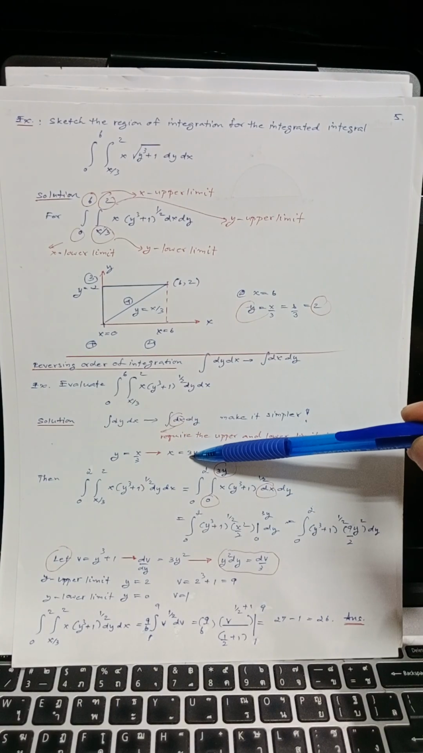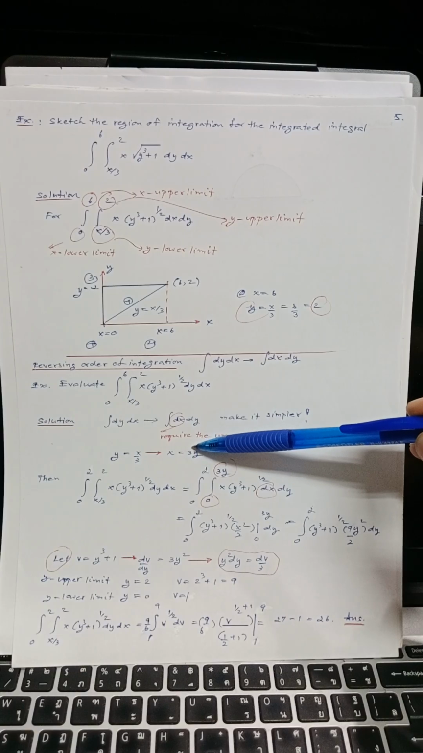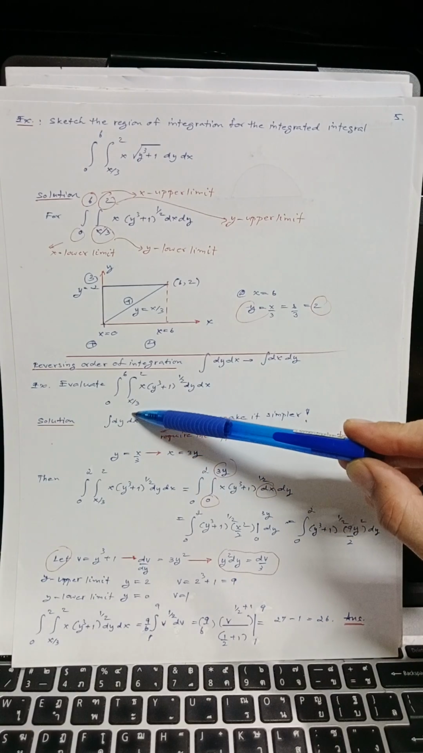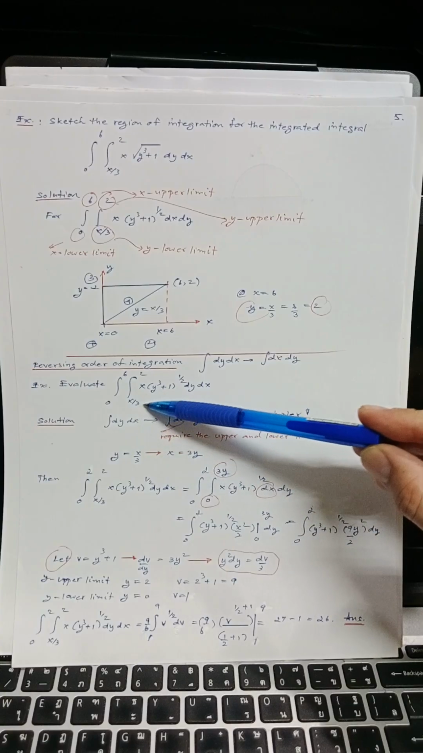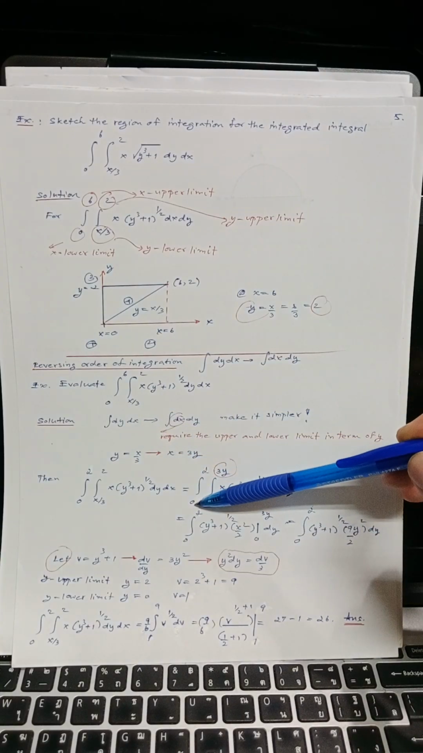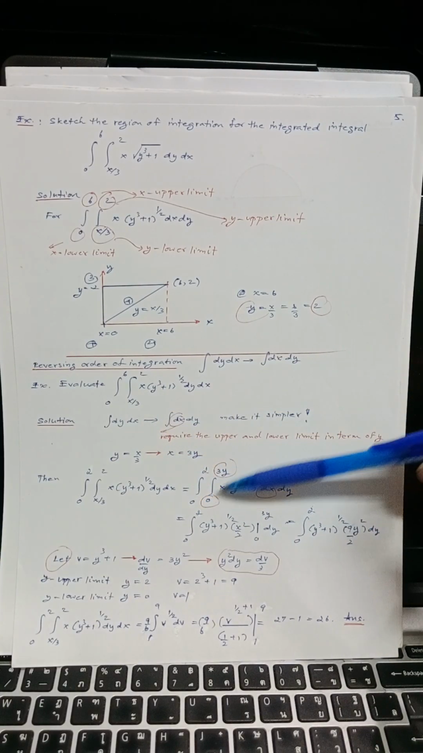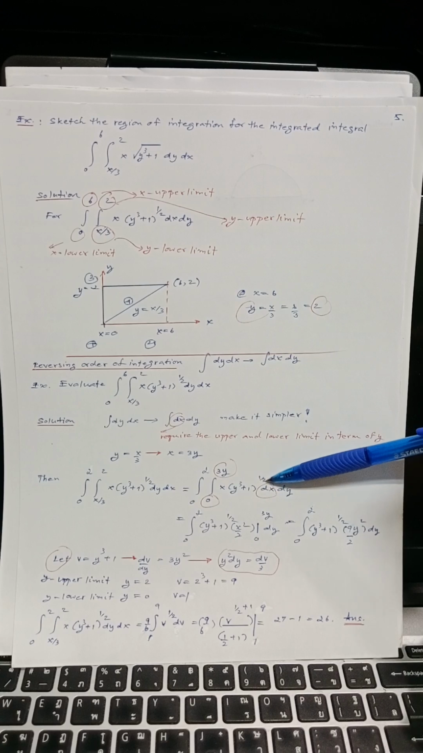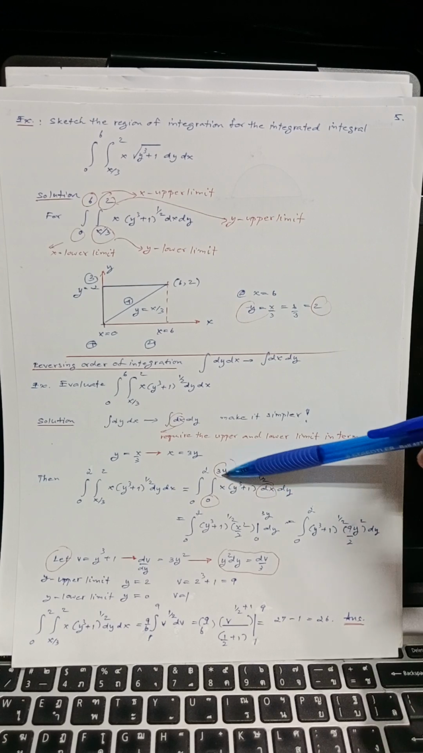So what you can do is find the lower limit and the upper limit. Okay, let's see. How do you get lower limit 0 and upper limit 3y for x? Okay, that's why I circled it with the red pen here.